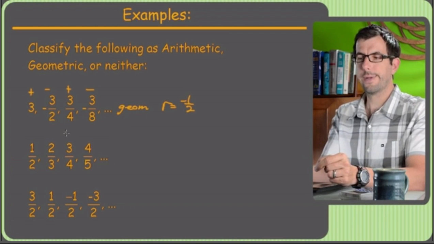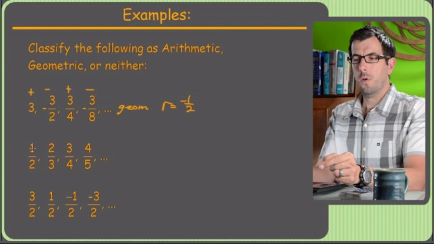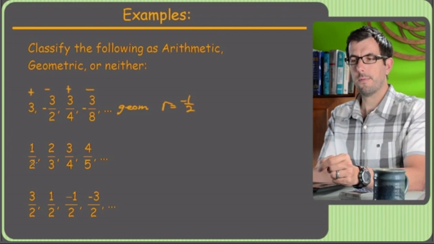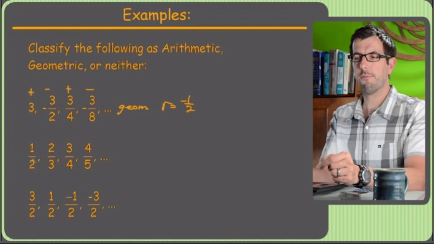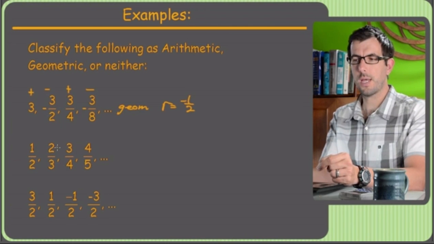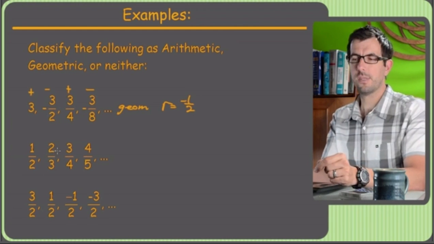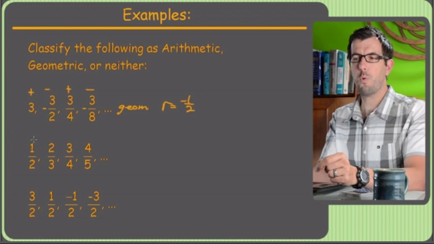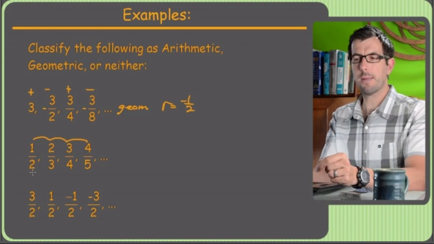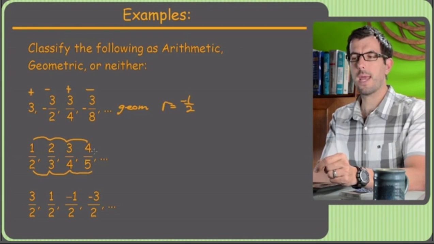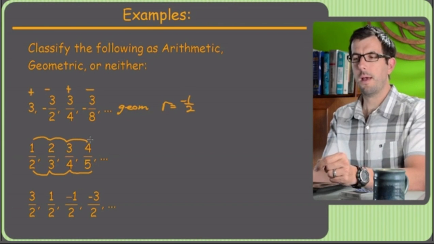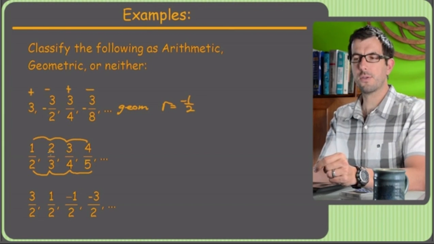What about this one right here? Let's see, we got 1 half. How would I get from 1 half to 2/3? I would add a 1/6 or something, but that wouldn't work for this next one. It looks like the pattern here is I'm just adding 1 to the numerator each time. So you'll notice I go 1, 2, 3, 4, and then the bottom is just going 2, 3, 4, 5. It's like 1 ahead of the numerator.